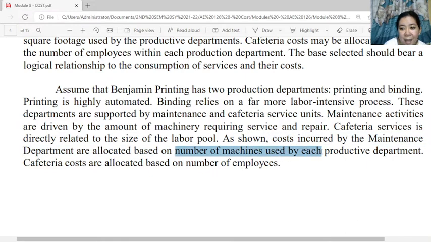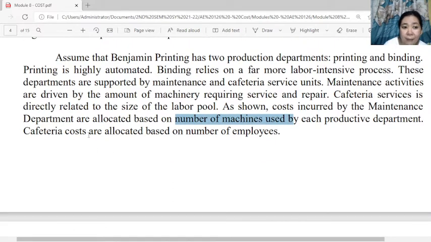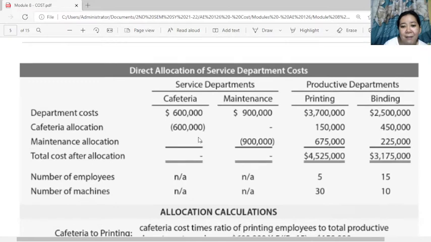This is chosen because it has a logical relationship with the maintenance activity, which is the amount of machinery requiring service and repairs. That's why the allocation basis chosen is the number of machines used by each productive department. On the other hand, for the cafeteria cost, the allocation will be based on the number of employees. So we have here the table.